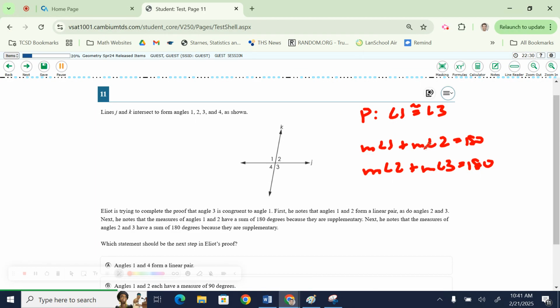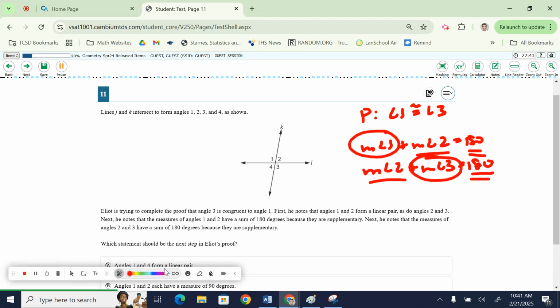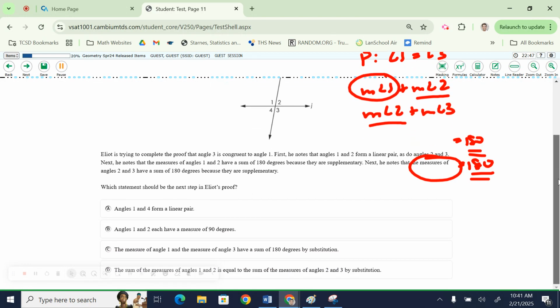Well, if I look here, I see angle 2 used twice, and I see the 180 used twice. So the idea is that we have to kind of combine these two equations so that angle 1 and angle 3 are in the same equation. So let's see what we might be able to do. Let's take a look at their answers.